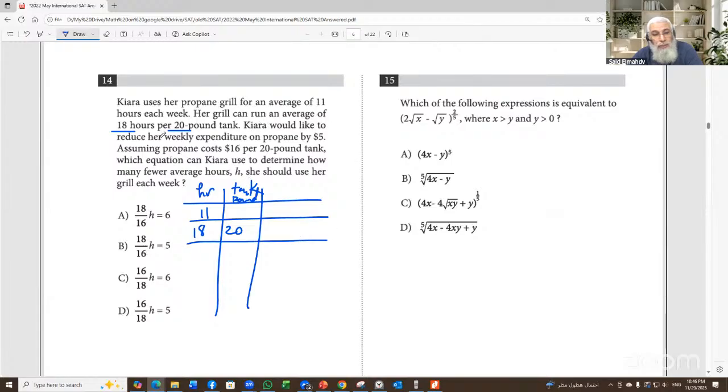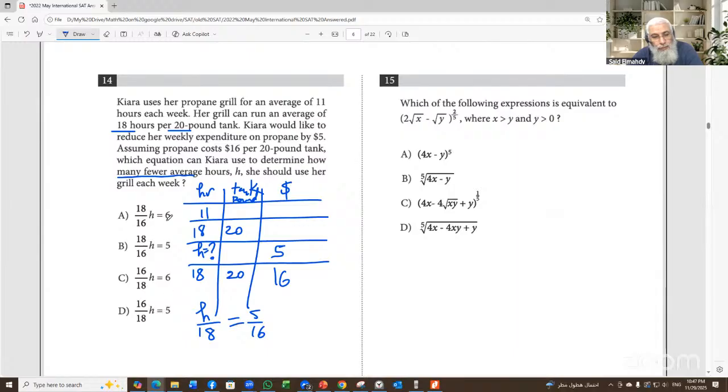Chiara would like to reduce her weekly expenditure on propane by $5. So dollars 5, she wants to reduce by $5, assuming propane costs $16 per 20-pound tank. Which equation can Chiara use to determine how many fewer average hours? So we need to find out this average hours. We know that a 20-pound tank works for 18 hours. So we have a proportion here, h over 18 equals 5 over 16.